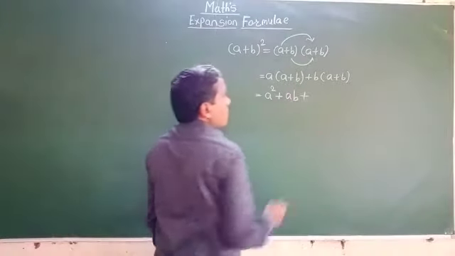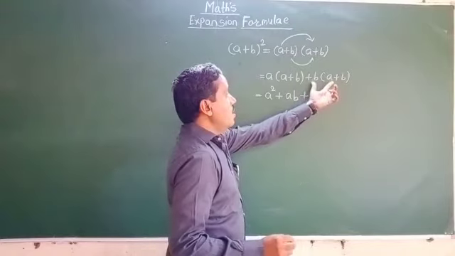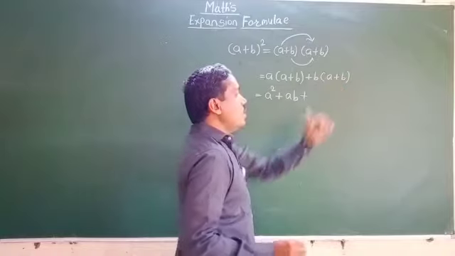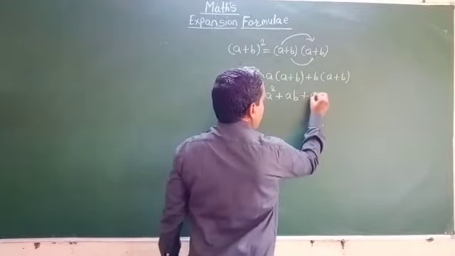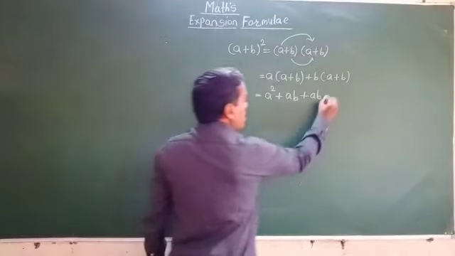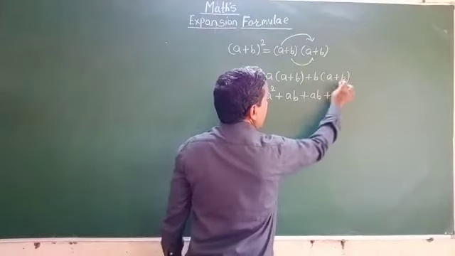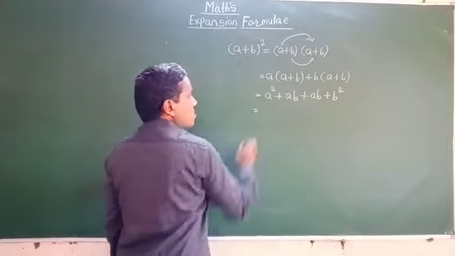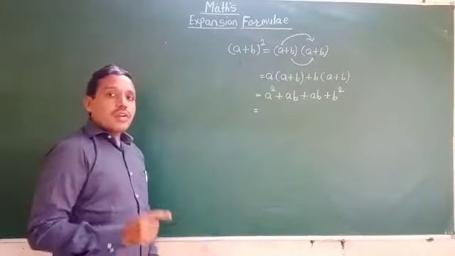Then after that we multiply B to that binomial. So B into A is BA, and we can write it again as AB, plus B into B is B square. So we have got the expansion.